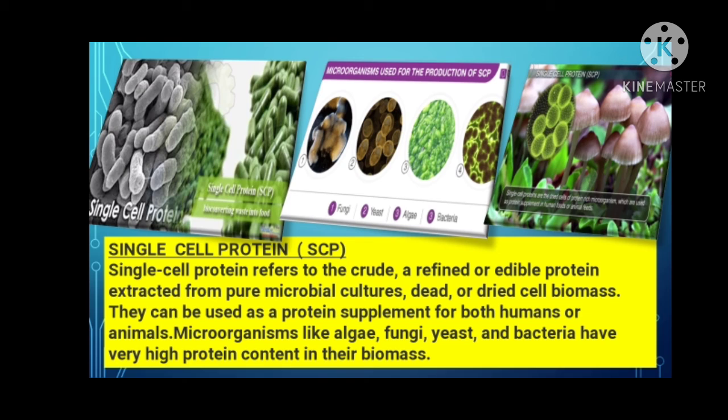Spirulina possesses high nutritive value due to the presence of vitamin A, vitamin C, calcium, iron, protein, vitamin B12, essential fatty acid, gamma linolenic acid. It increases the strength of the body and lifespan.